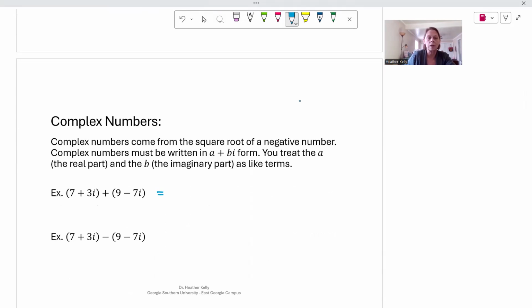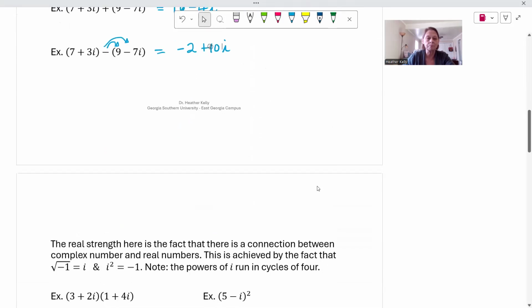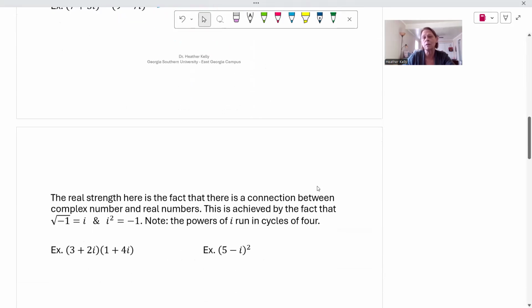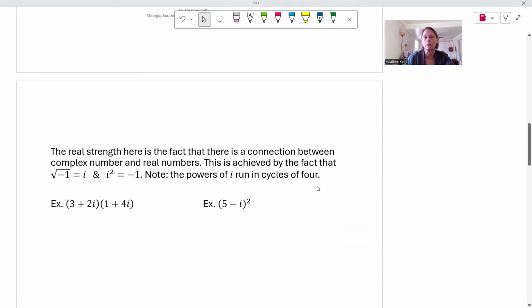So 7 plus 9 is 16. 3i minus 7i is minus 4i, and it needs to be in that a plus bi form. Here, be very careful and distribute your negative sign. So we have negative 2 plus 10i. Okay, easy peasy.